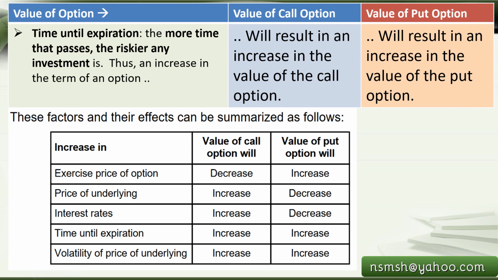This table now shows the time until expiration: the more time that passes, the riskier any investment. If it is 1 month, 2 months, 3 months, the time is increasing, and the market condition is unpredictable. So if the term of an option is increased, it results in an increase in the value of the call option, and in the put option it will be decreasing because the risk is more. So here is the table that students can understand easily.